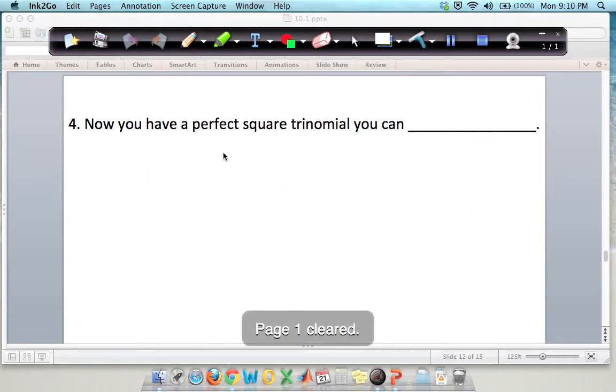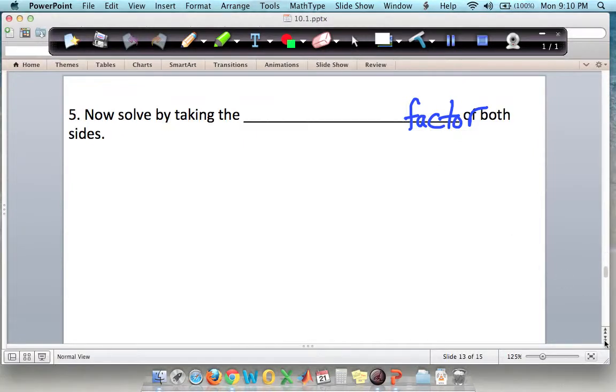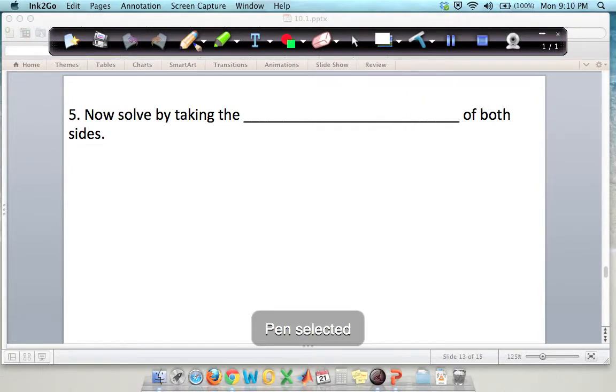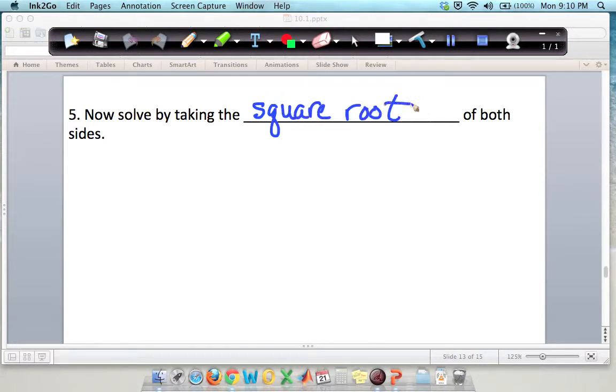Once you do that, you now have a perfect square trinomial on one side of the equal sign that you can factor. And once you've factored it, you can now solve by taking the square root of both sides.